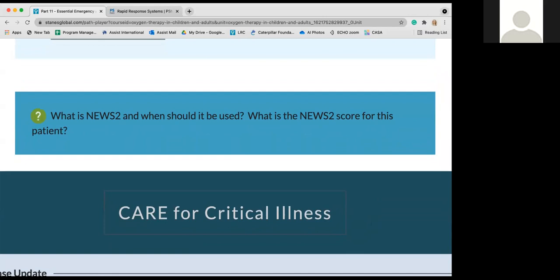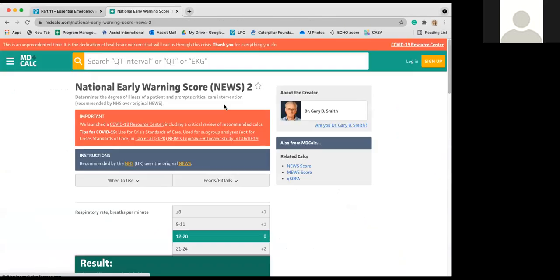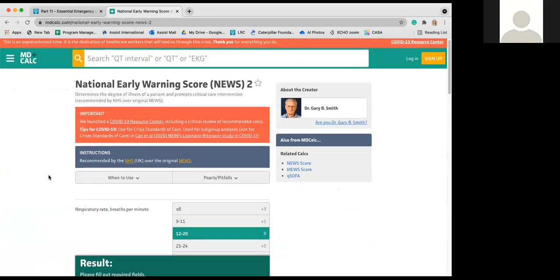So I don't know if people are familiar with warning signs and systems. The one which is given as an example is NEWS 2, which is a new early warning sign. I have been using one in obstetrics, which is called the modified early obstetric warning sign. But mostly those are based on vital signs abnormalities. This is one example.